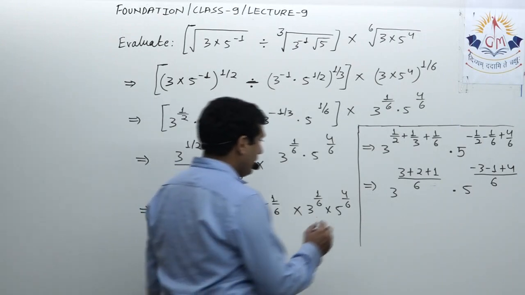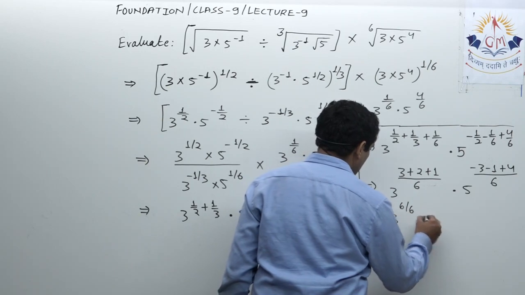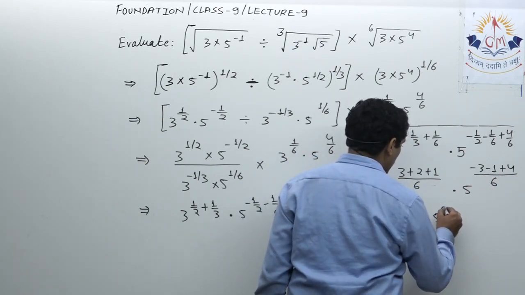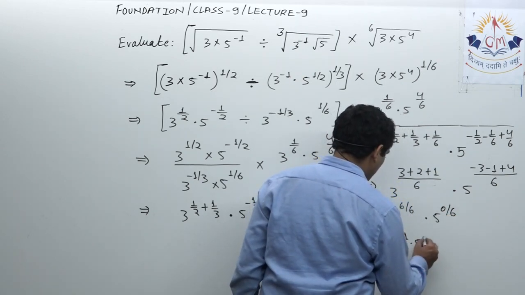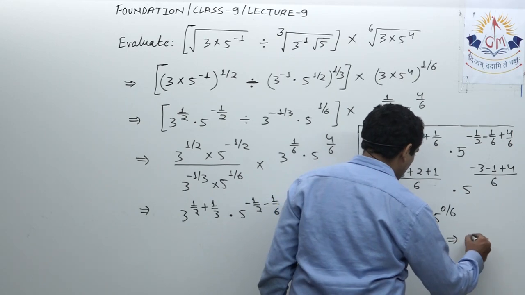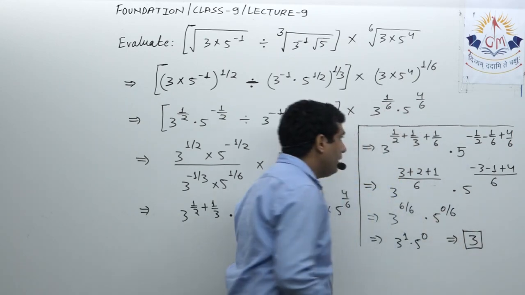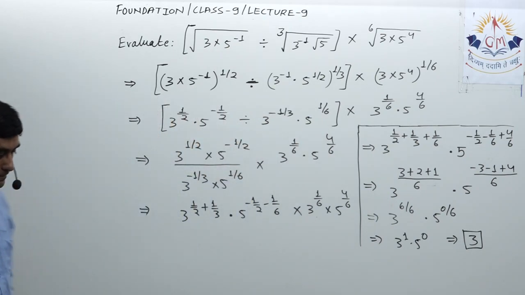Okay, so here it will become 3 raised to 6 by 6 into 5 raised to minus 4 plus 4, that is 0 by 6, that is 3 raised to 1 into 5 raised to 0. So final answer is 3. Okay, because 5 raised to 0 will be 1. So please note it down, then we'll see the next question.